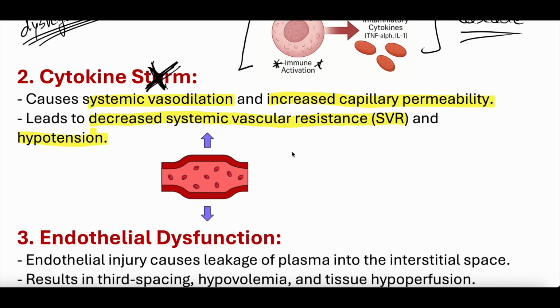So it causes systemic vasodilation. So if this is a blood vessel here, some of these cytokines interact with different cells, smooth muscle cells, endothelial cells that line the blood vessel.